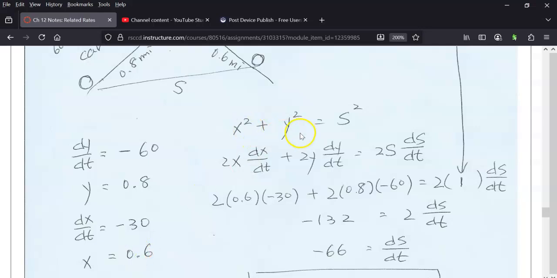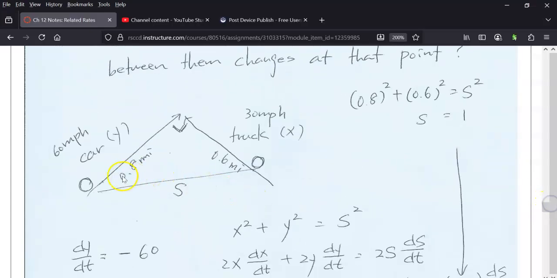So you use the Pythagorean theorem, x squared plus y squared equals s squared. Then when we take the derivative, you have 2x dx/dt plus 2y dy/dt equals 2s ds/dt. Plug in everything we know. Now the only thing missing is s. But again, we can use the Pythagorean theorem. If this is 0.8 and this is 0.6 away from the intersection, s must be equal to 1.